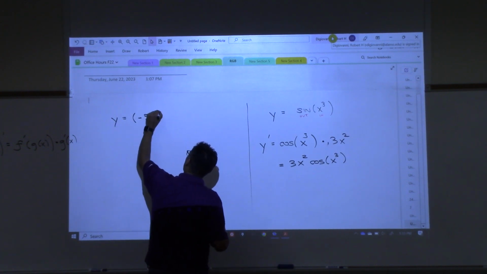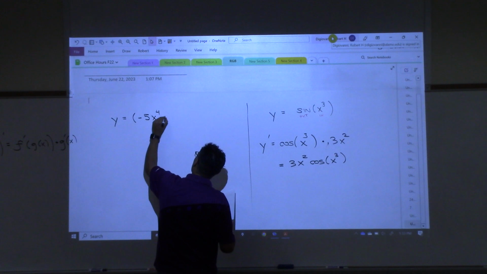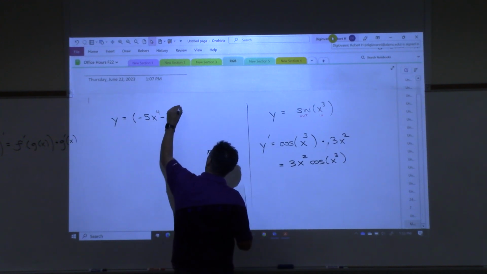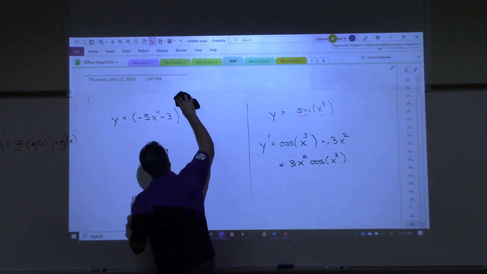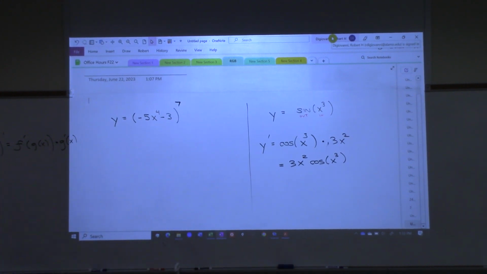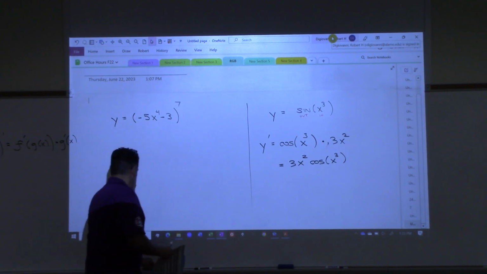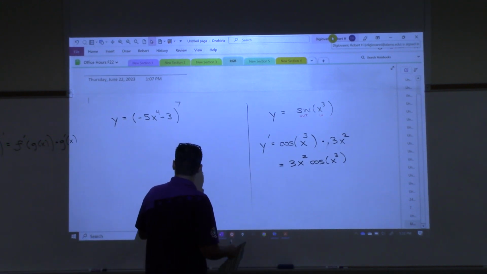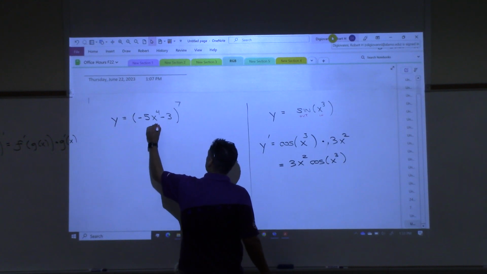Negative 5x to the 4th minus 3, all to the 7th power. That's a 7th power. All right, Grant. Do you see an inner and an outer? Yes? What's your inner? Okay, that's my inner. Outer?